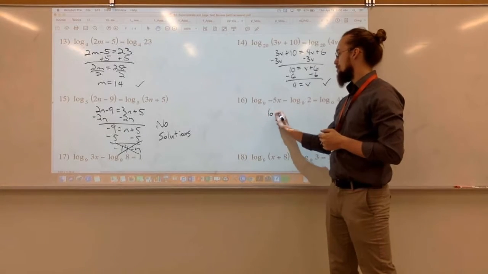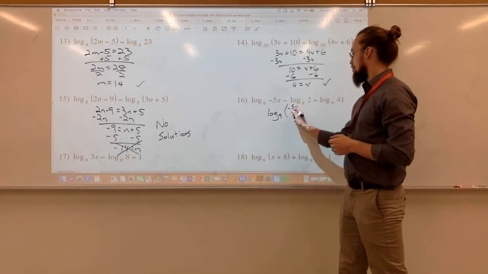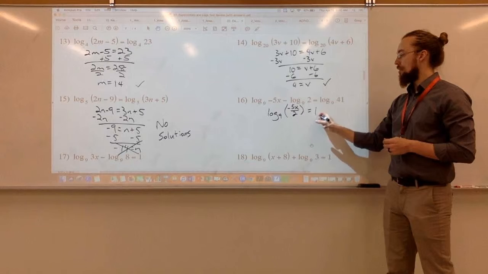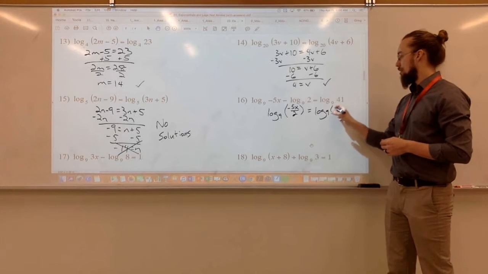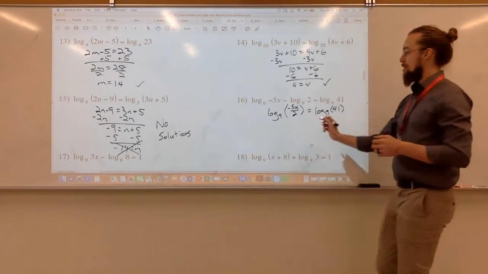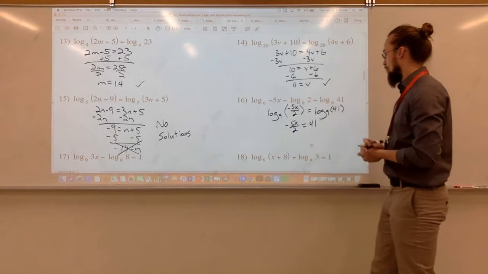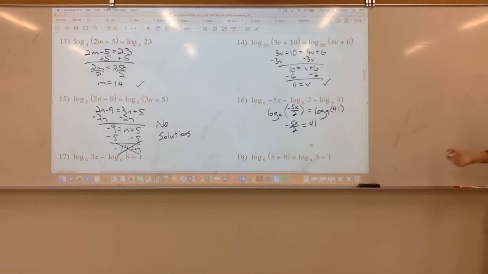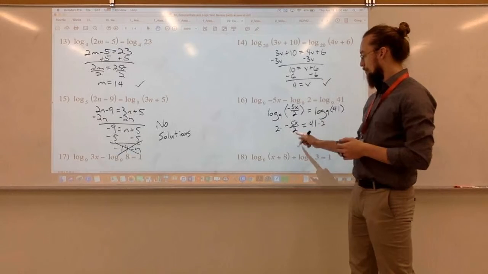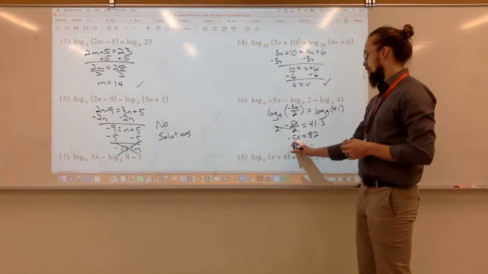And so I can say this is the same as log base 9 of negative 5x divided by 2. And I'm just taking what's on the insides and dividing. I didn't do anything to this side. So now I've got one log equal to one log. Now I can set what's on the inside equal. So I can say negative 5x over 2 equals 41. Now to get x by itself, multiply both sides by 2. Since I'm dividing by 2, that would cancel out. We get negative 5x equals 82.